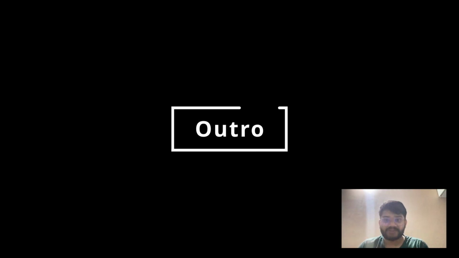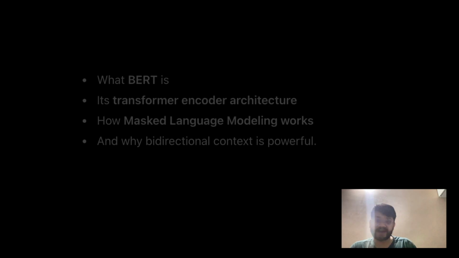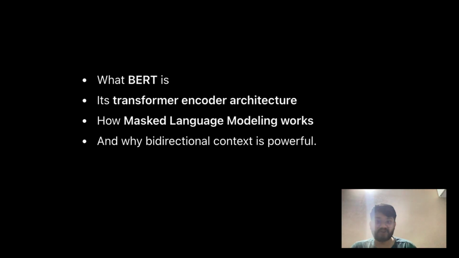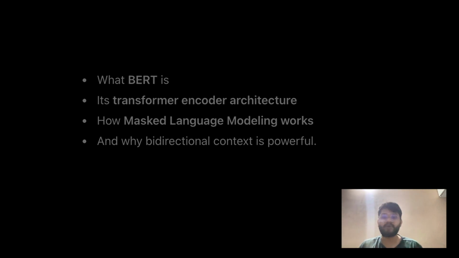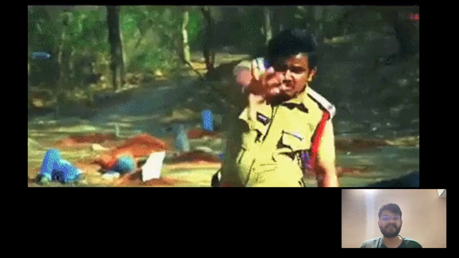So today we explored what BERT is, its transformer encoder-only architecture, how masked language modeling works, and why bidirectional context is powerful. Understanding BERT is crucial because many modern NLP systems are built on top of it or inspired by it. And if you are working in generative AI, NLP, or LLM engineering, mastering these fundamentals will give you a strong conceptual foundation.